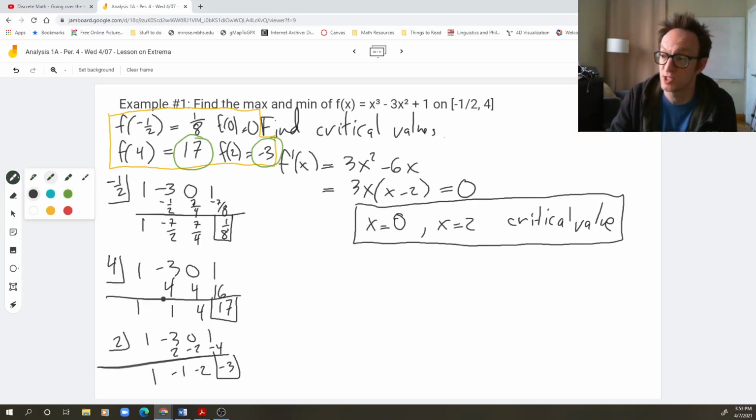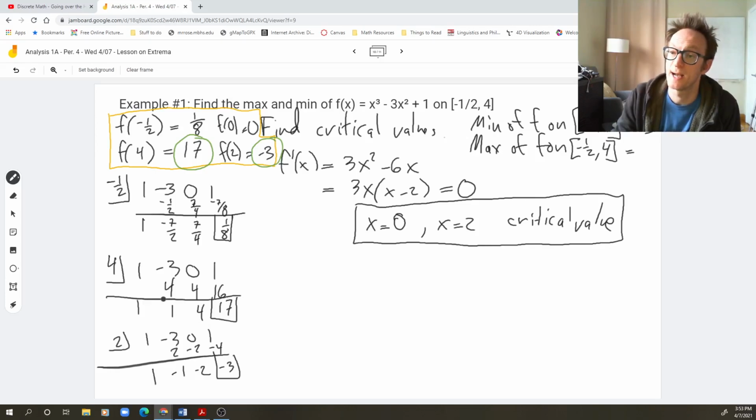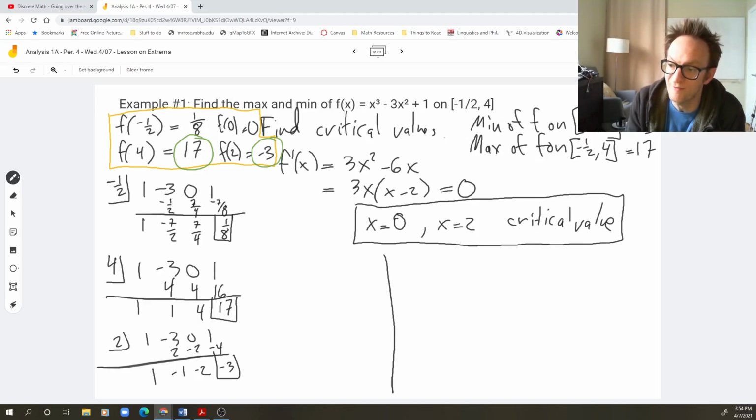So let's answer the question: the min of f on the interval [-1/2, 4] is in fact -3, and the max of f on the interval [-1/2, 4] is 17. Okay, and so, cool. We're done with the problem. Should we make some sense of this? It's a polynomial, so I already almost knew everything there was to say about this polynomial.